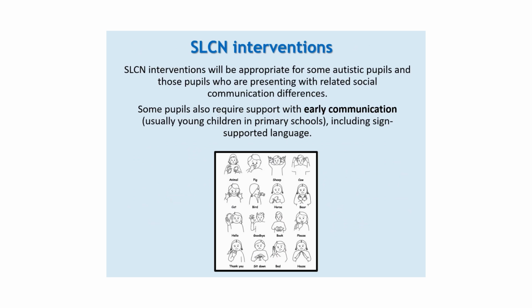Speech and Language and Communication Need Interventions, SLCN. SLCN interventions will be appropriate for some autistic pupils and those pupils who are presenting with related social communication differences. Some pupils also require support with early communication, usually young children in primary schools, including sign-supported language.